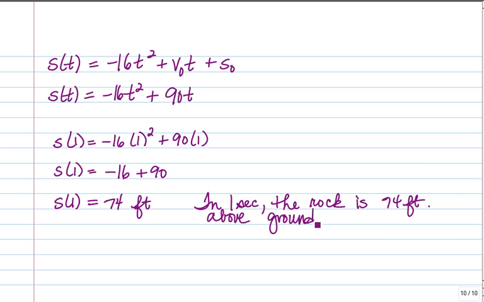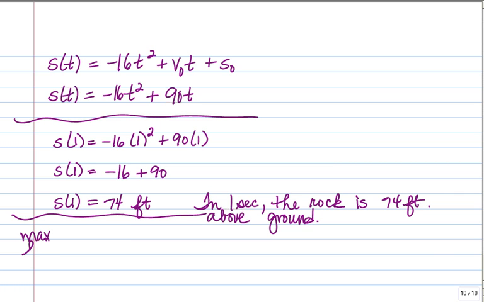Then it said to find the maximum height. To find the maximum height of the rock, we have to find the vertex. Well, there's two parts to the vertex, right? An x value and a y value. The x value is the time. The y value is the actual height. So we've got to find both of them to be able to answer the question. So we would find the x value, or t value, which is negative b over 2a in this case, which would be the opposite of 90 over 2 times negative 16.